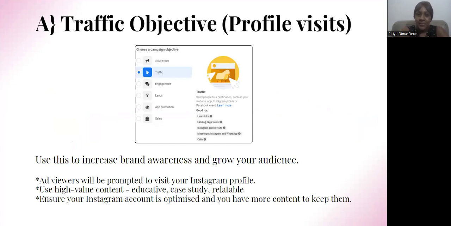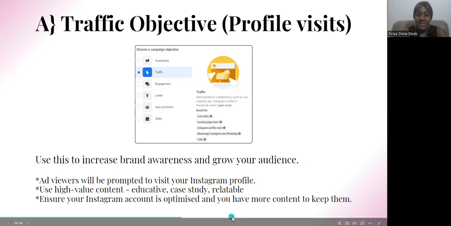Now, the traffic objective is one where you're driving a lot of traffic. You're telling Meta or Facebook to send a lot of people to a specific location. In this case, you're going to be choosing your Instagram account as the place where you're sending people to. So you want them to go over to your Instagram account to check out the content you have, learn more about your brand, follow your account, and so on. So this objective is very helpful when you want to increase brand awareness on your Instagram account and you want to grow your Instagram audience.